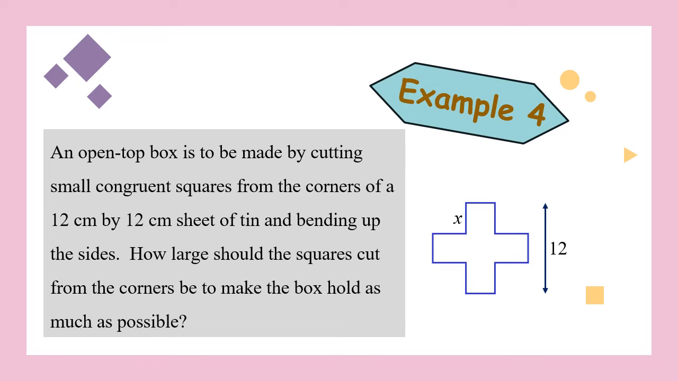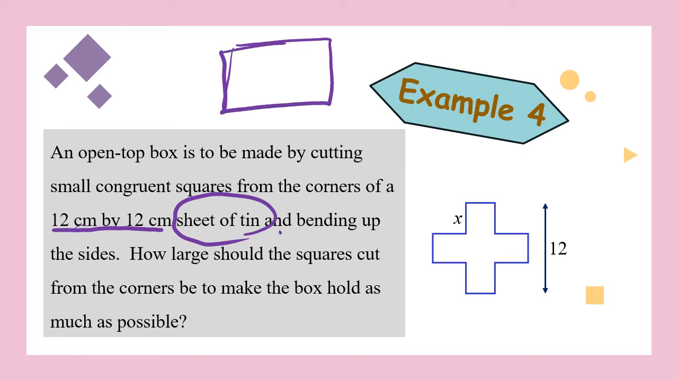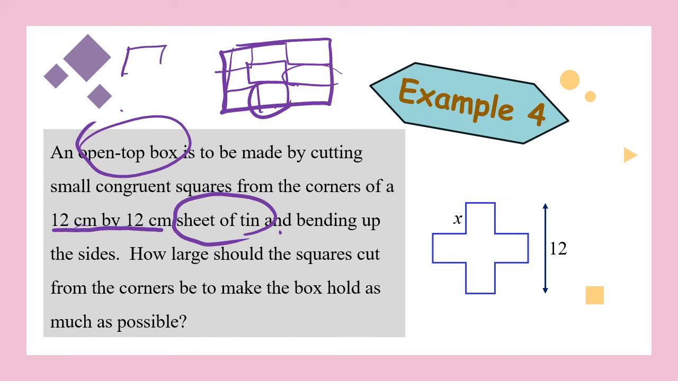Okay, let's interpret the question. We have this 12 by 12 cm sheet of tin, so it's a square sheet, right? What we need to do is get an open top box. So we need to cut the sides so that we can bend up these sides to get an open box. Okay, so this is what we understand.